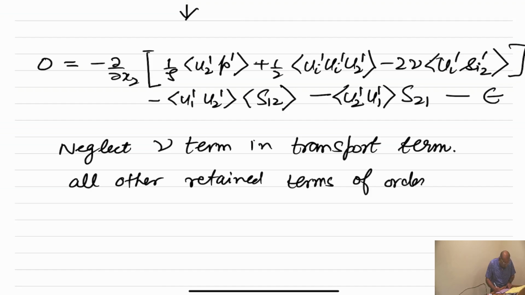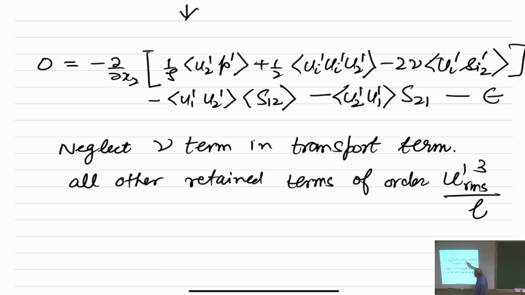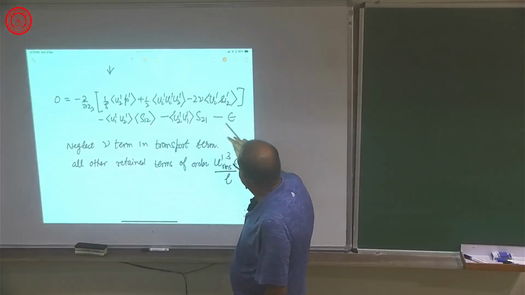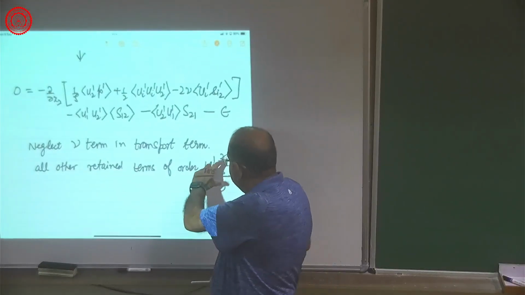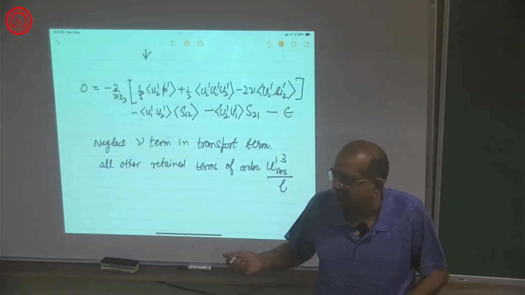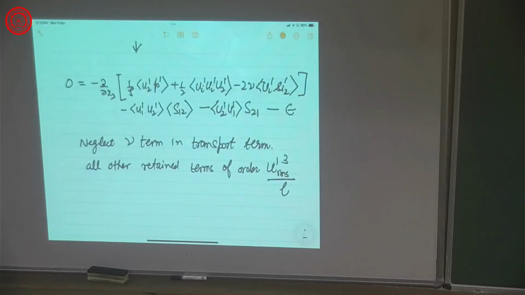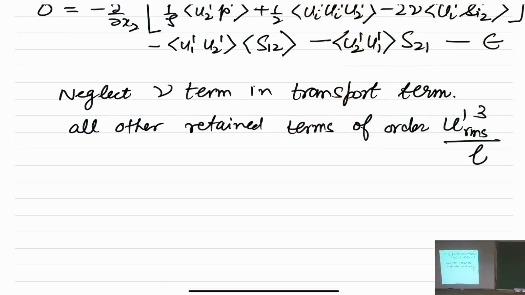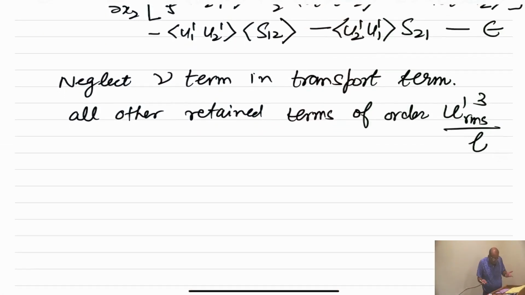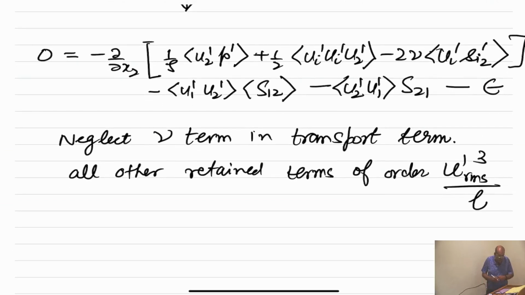of order... all other terms means this term, these terms and epsilon, everything is of order u prime upon L, or I write it as u prime RMS cube upon L. So all the retained terms are of this order. Now that is the only thing we are getting from this kinetic energy budget.